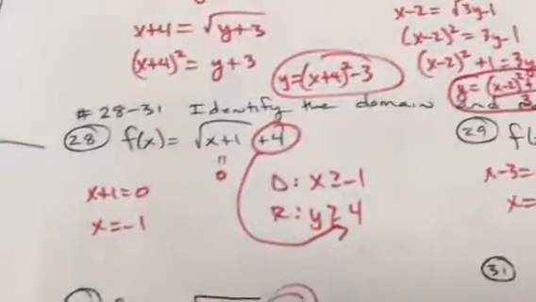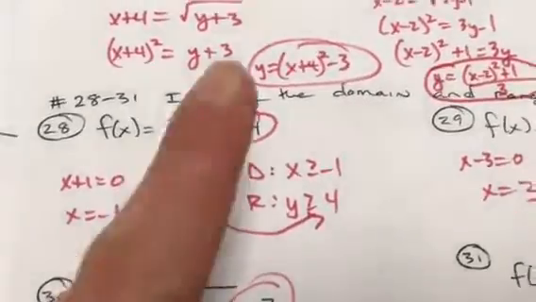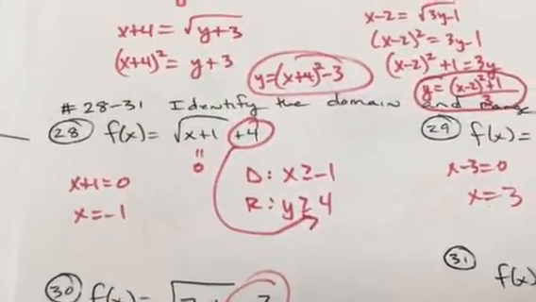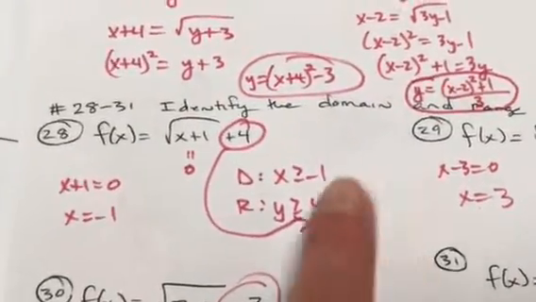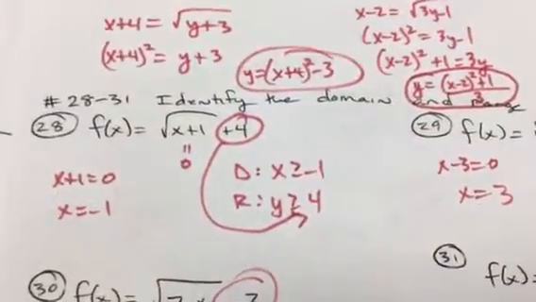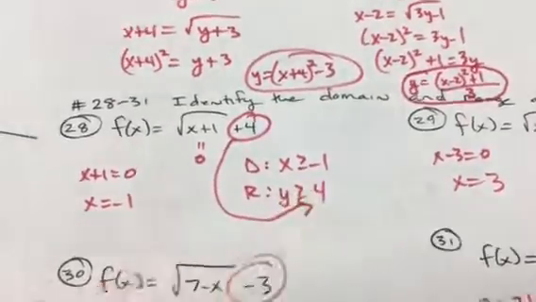Guys, domain and range on square root functions. You can take the square root of 0, but nothing less. So always set what's inside the square root equal to 0. You get x is negative 1. On almost all of these, you want values of x that are negative 1 or bigger. That vertical shift on the outside has to deal with the range.